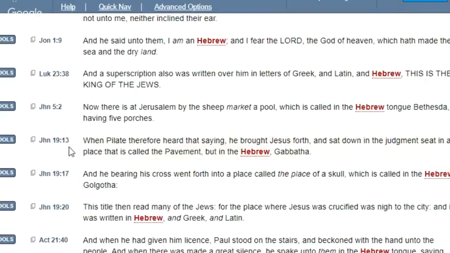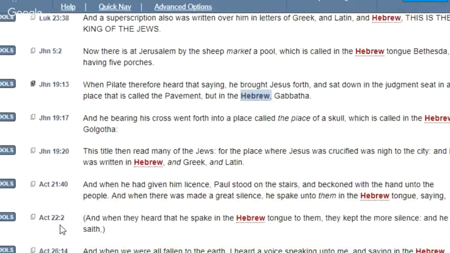This one, John 19:13. When Pilate therefore heard that saying, he brought Yahushua forth and sat down in the judgment seat in a place that is called the pavement, but in Hebrew, Gabbatha. See? There are instances where it could be the region beyond, or to pass over, but it also means from the past, because this was a name that was given to the language. Okay? This is the 17th verse. And he bearing his cross went forth into a place called the place of skull, which is called in the Hebrew Golgotha. All right.